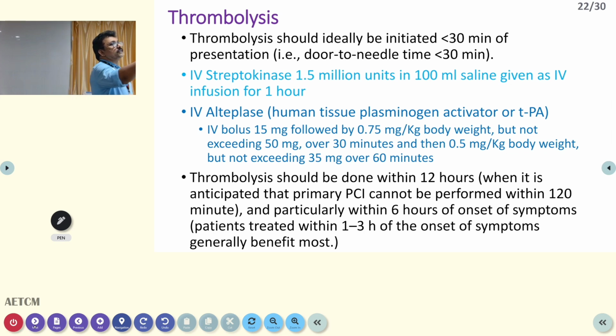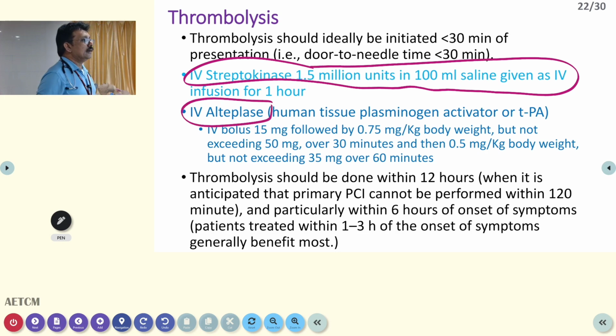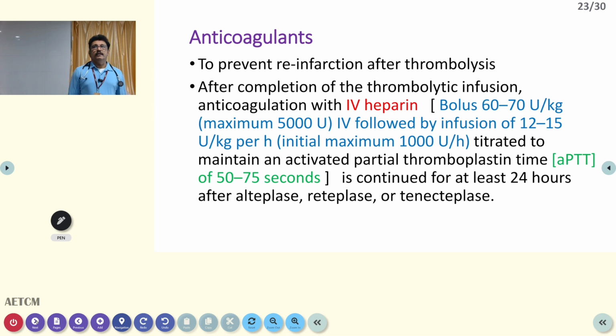Normally, we use streptokinase 1.5 million units in 100 ml saline given as an infusion over 1 hour, or you can go for TPA. Both are equally effective, but alteplase or TPA has a better adverse effects profile than streptokinase. Streptokinase can sometimes produce hypotension. So in a patient who is having hypotension or hypertension, these drugs should be avoided.